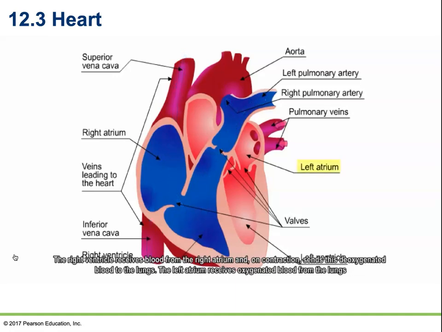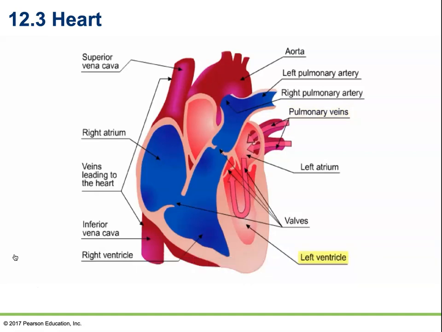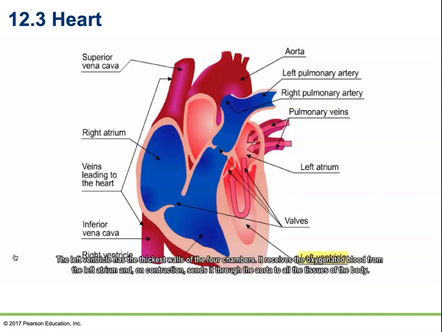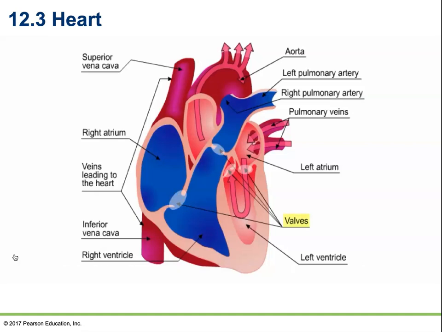The left atrium receives oxygenated blood from the lungs through 2 veins called the pulmonary veins. The pulmonary veins are the only veins that carry oxygenated blood. When the atria contract, blood in the left atrium is forced into the left ventricle. The left ventricle has the thickest walls of the four chambers. It receives the oxygenated blood from the left atrium and, on contraction, sends it through the aorta to all the tissues of the body. The blood is prevented from flowing backward into the chambers by a system of flap-like valves.